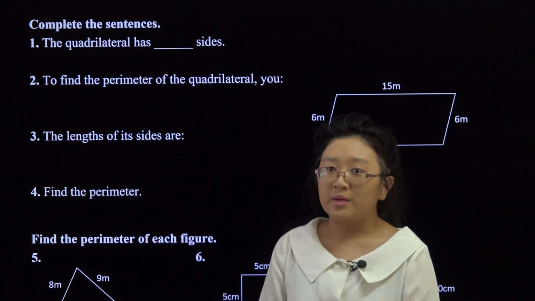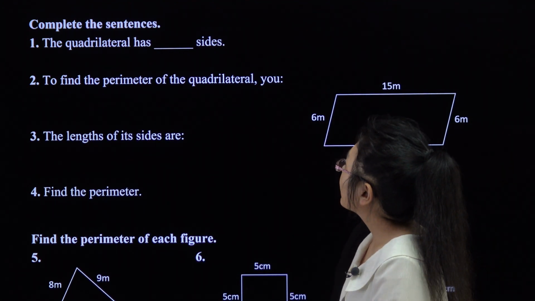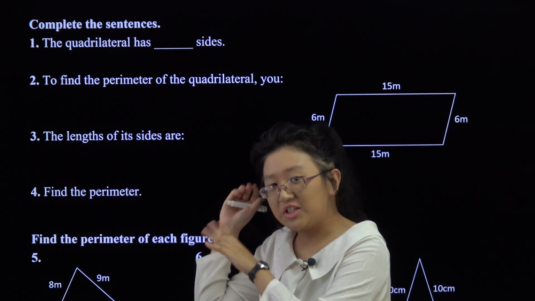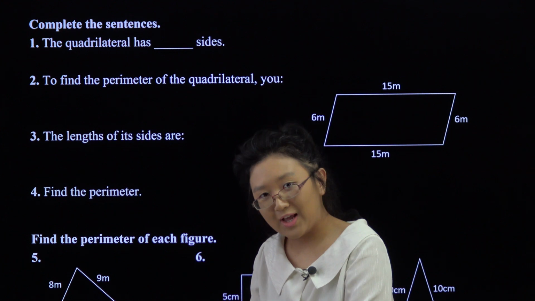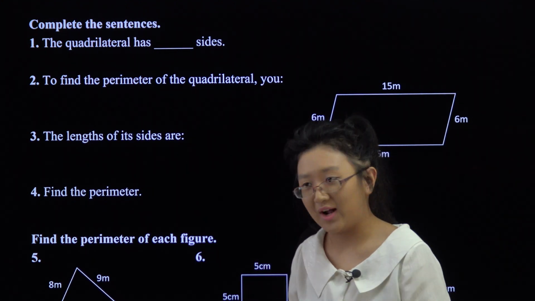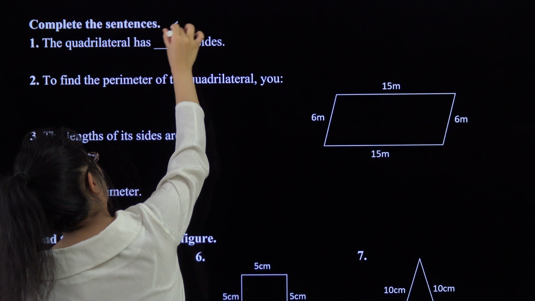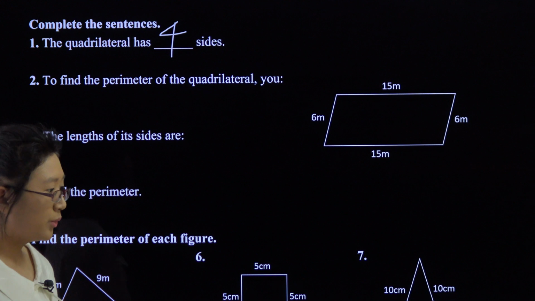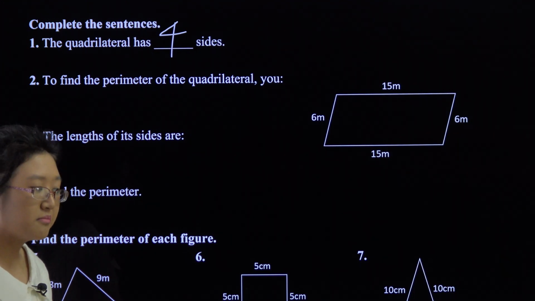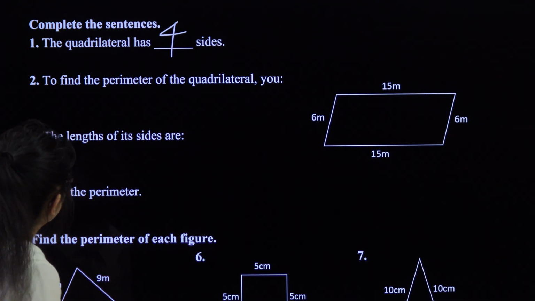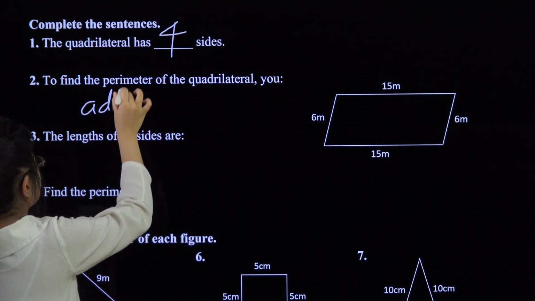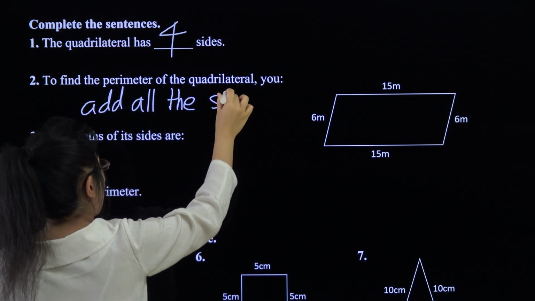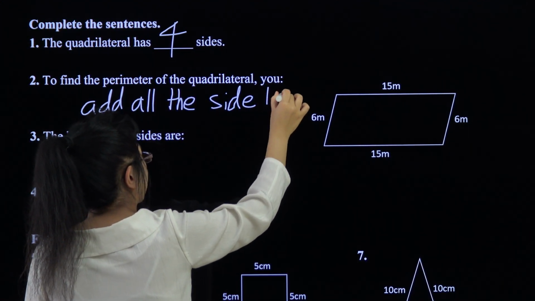For our practice problems, we have complete the sentences. The quadrilateral has, you don't actually need to count the sides here because it's a quadrilateral. Quadrilaterals have 4 sides. So the quadrilateral has 4 sides. To find the perimeter of the quadrilateral, to find the perimeter of any polygon, you add all the side lengths.